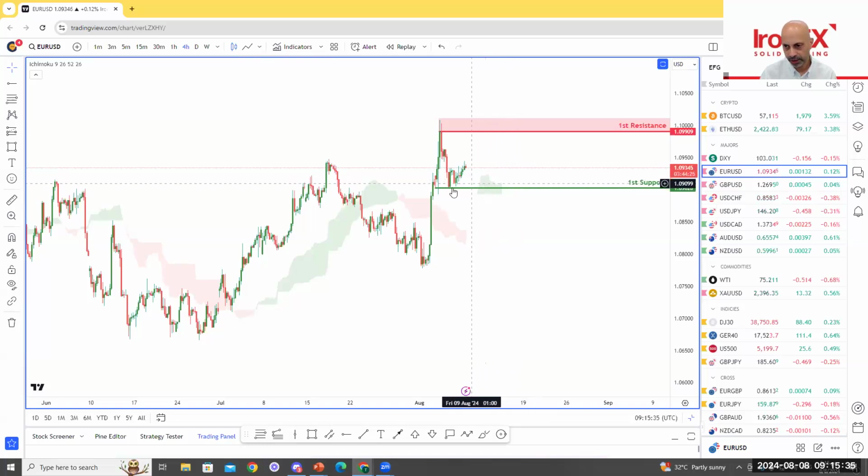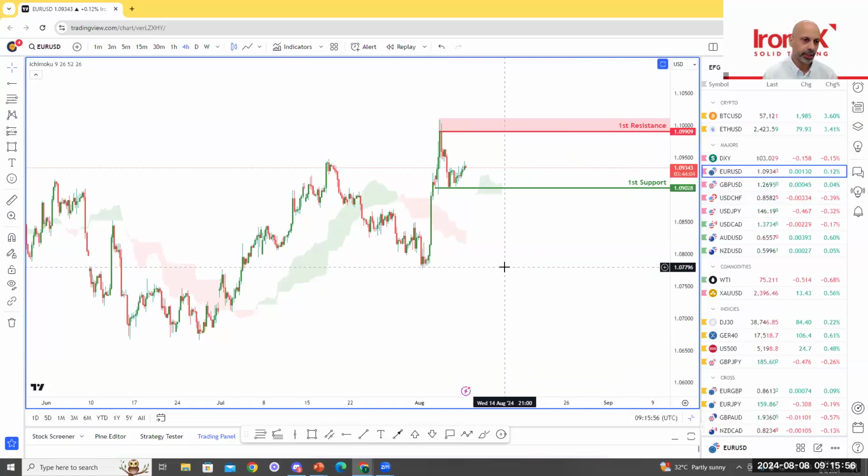Something similar to what we see here now as well. We saw the crossover take place last Friday on the 2nd of August, and the cloud has transitioned to green, indicating potential bullish momentum. And we could potentially see the euro climb higher, especially if it manages to stay above the cloud, as well as the first support at 1.0902.